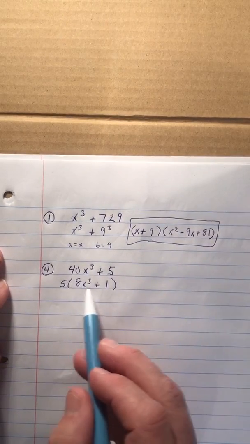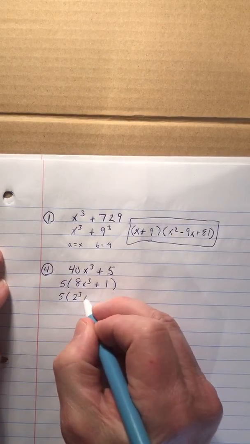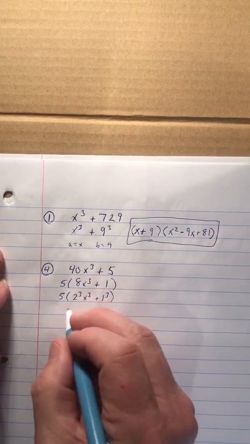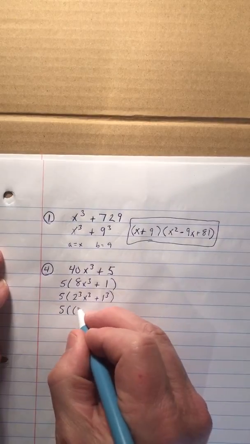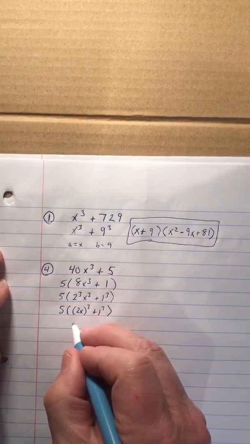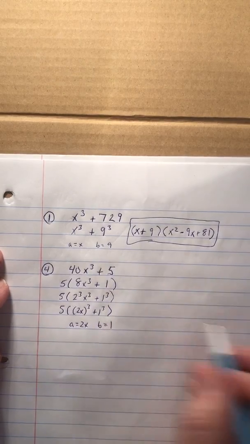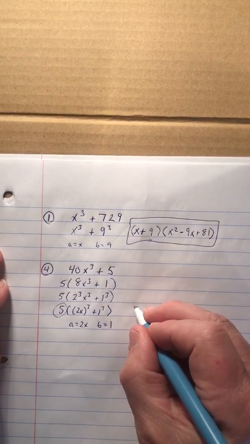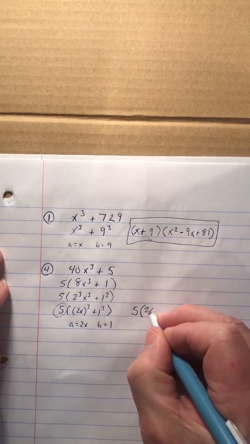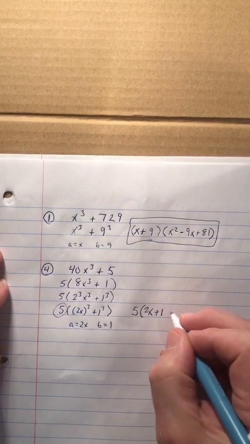And then again, we have to write this as a cube. So we keep that 5 out front, and 8 is 2 cubed, x cubed, plus 1 cubed. And then we have to group these two together. So we get 5, and we get 2x cubed plus 1 cubed. So we can see that a is going to be 2x and b is going to be 1. We're going to keep this 5 out front. Then we do our a, which is 2x. It's the one with the plus sign, so it's plus b, and that's 1.